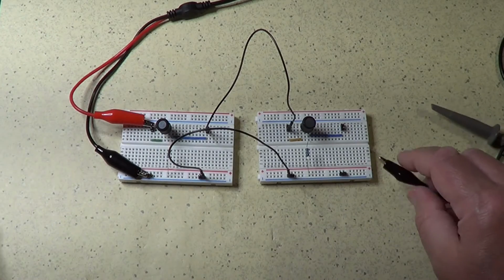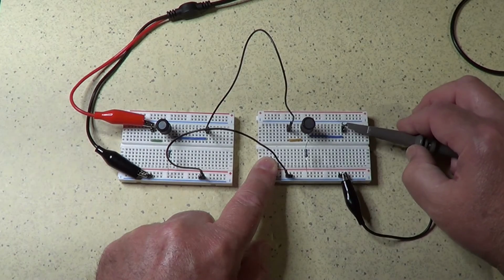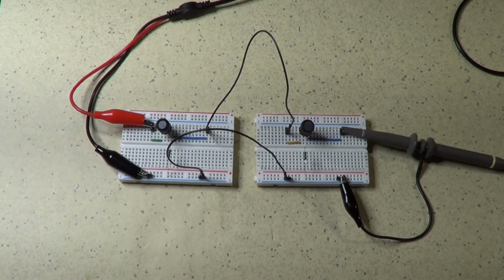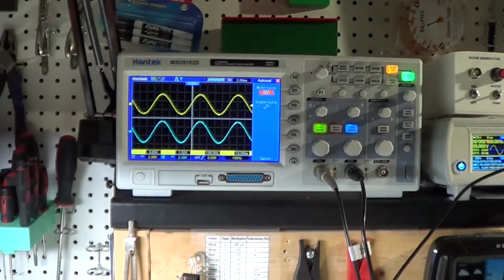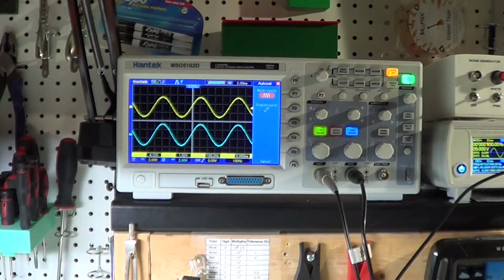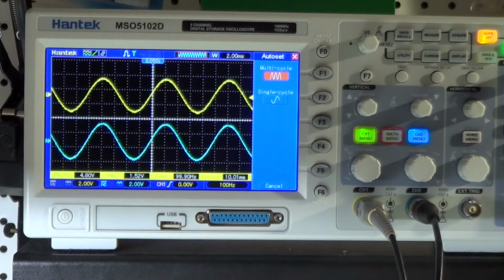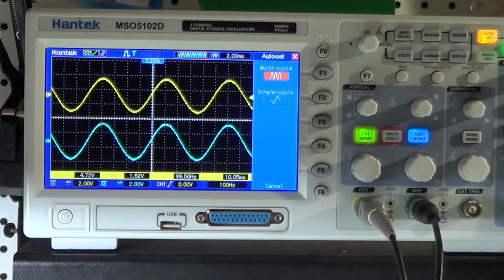And then I'm going to connect the yellow channel, channel 1 of the oscilloscope, to the output of the second filter. And here is what we see on the oscilloscope for a frequency of 100 Hz. You can see it's practically identical to the case of the first order filter. But let's see now what happens when we start increasing the frequency.